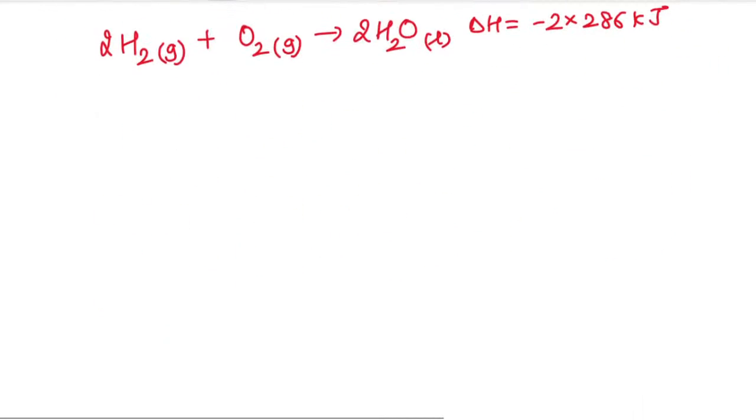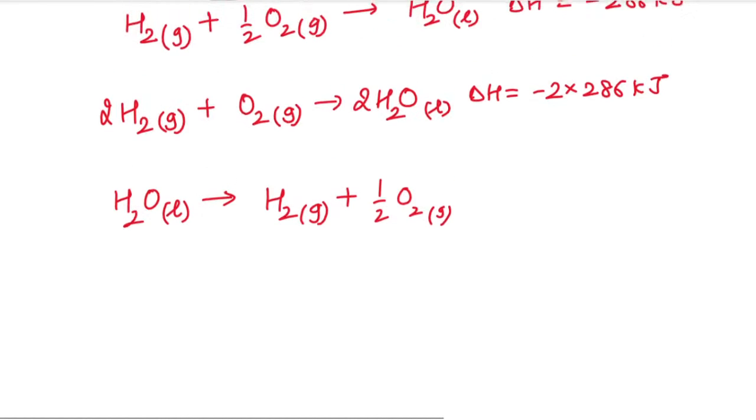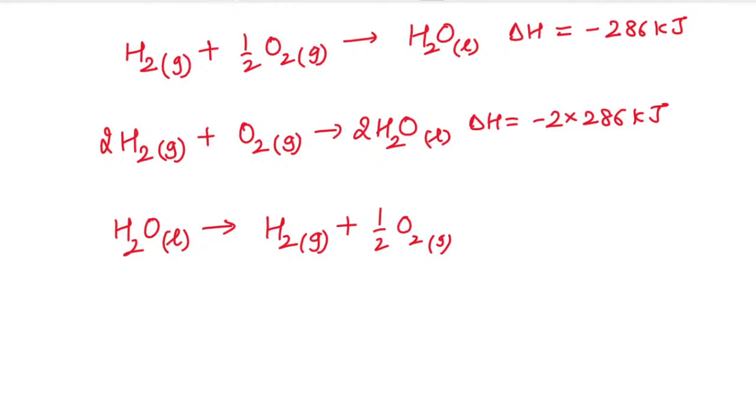Or if we write it like this, simple H2O liquid to H2 gas plus half O2 gas. In the forward reaction, delta H is minus 286. So in the backward reaction, delta H is plus 286 kilojoule. So these are called laws of thermochemical equations. Let us see rule number 1.